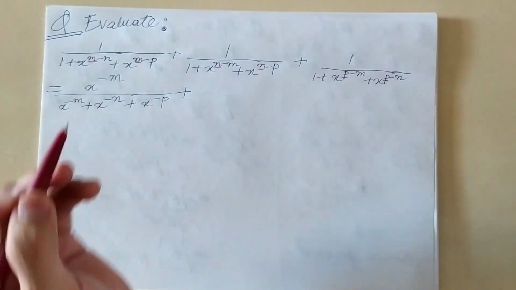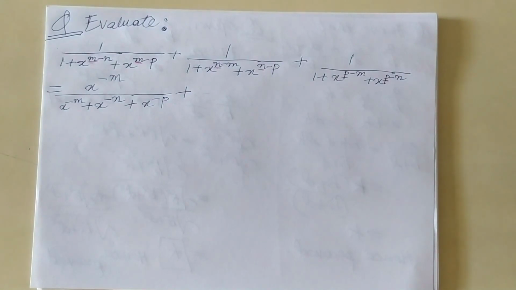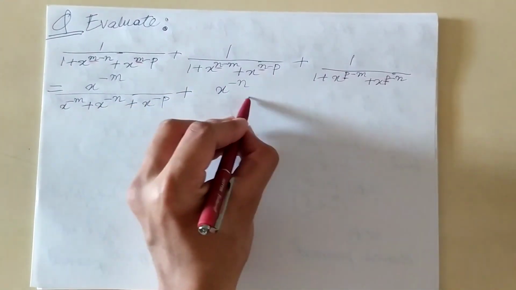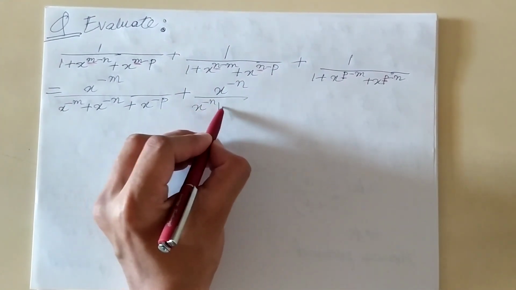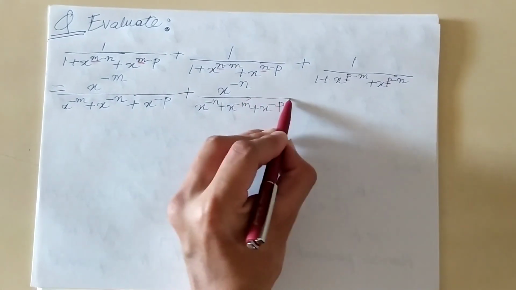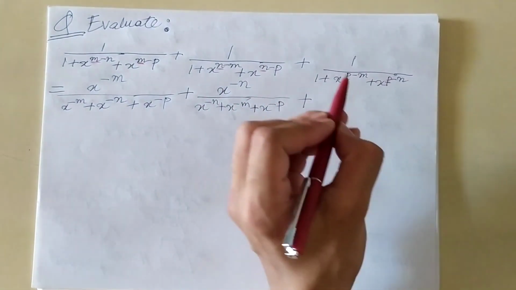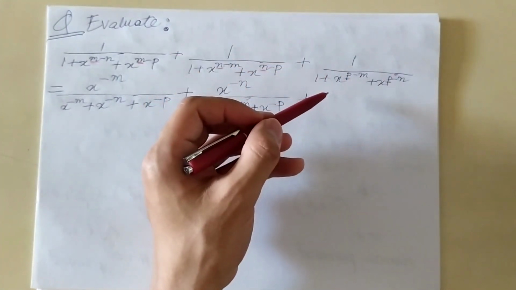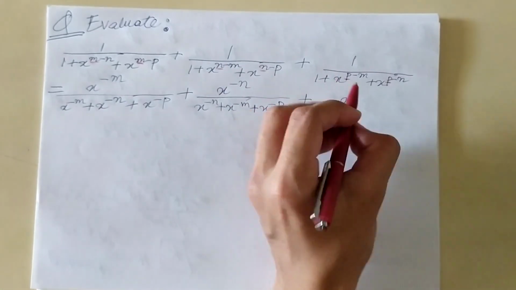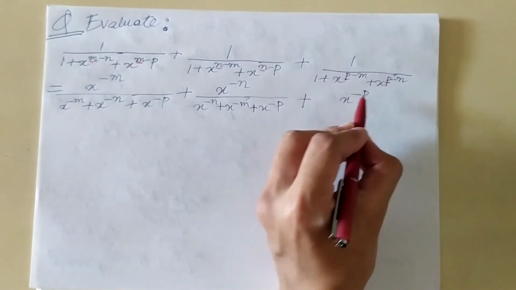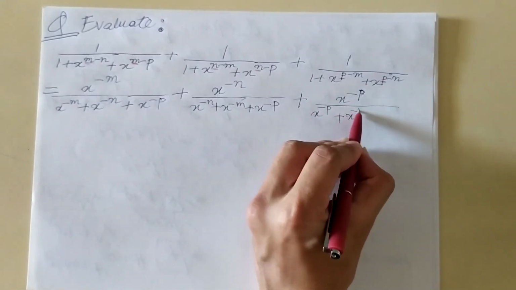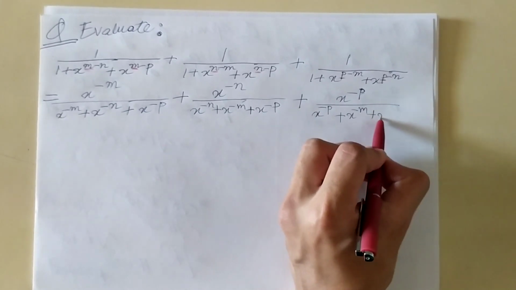Now similarly for the second term, if I multiply the denominator and numerator by x to the power minus n, I will get x to the power minus n upon x to the power minus n plus x to the power minus m plus x to the power minus p. Plus, now multiplying the numerator and denominator of the third term by x to the power minus p, I will get x to the power minus p upon x to the power minus p plus x to the power minus m plus x to the power minus n.